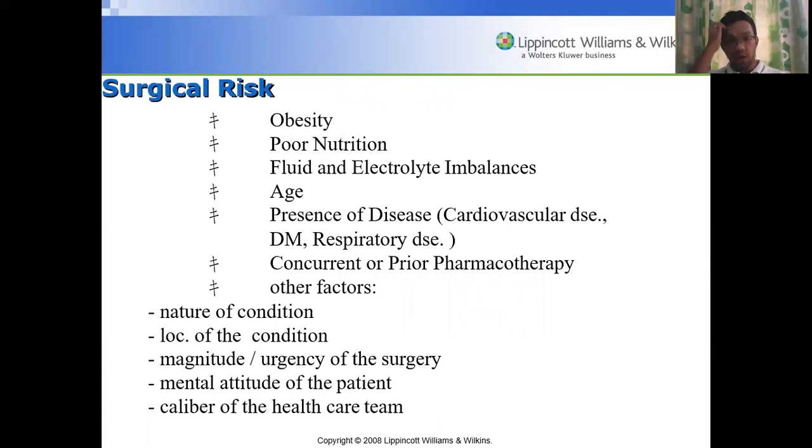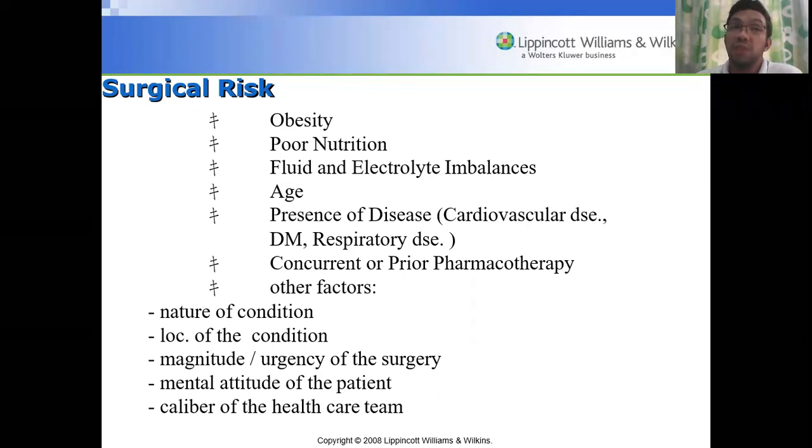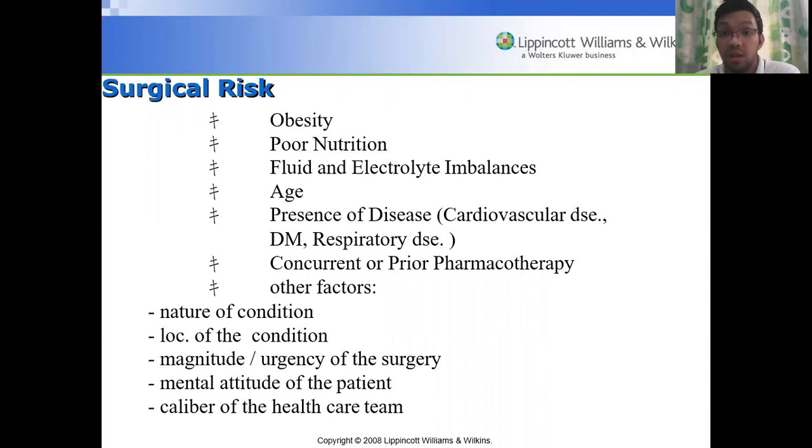Now we go to the surgical risks that can pose a risk either intra- or post-operatively on the patient. First, we have obesity. Obese patients have a surgical risk during post-op because of the increased fat or adipose tissue in their skin. There will be decreased blood flow to the skin that will help heal the wound or the cut that has been made. And obese people, at the same time, may have a coexisting disease such as diabetes mellitus. And remember, people who have diabetes, that's one of the surgical risks as well, presence of a disease.